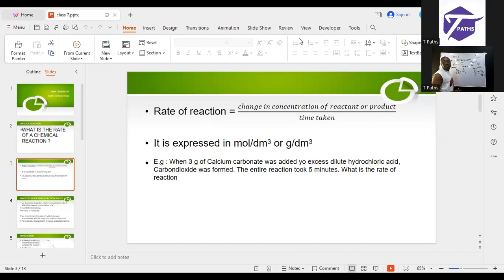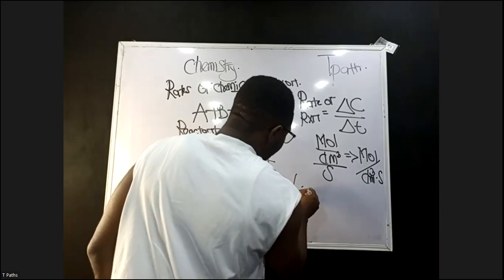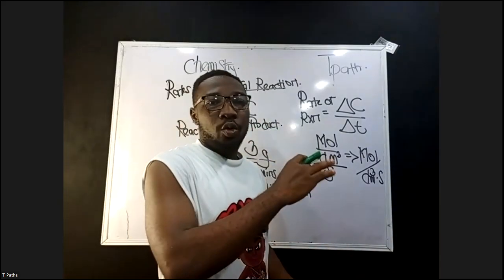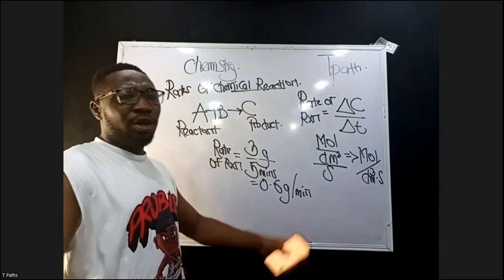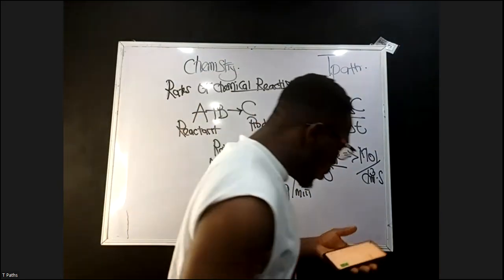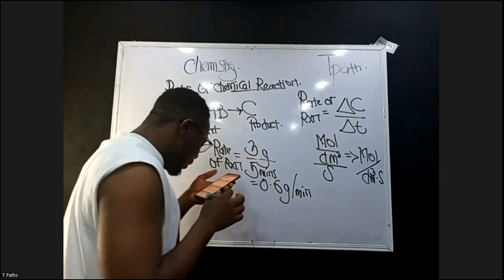Since the time is in 5 minutes, we have 3 grams of calcium carbonate over 5 minutes. If I use my calculator, 3 over 5 is 0.6, so 0.6 gram per minute. So you can see here, the change in the mass over the change in the time is expressed here too. The rate of reaction can be expressed in various ways, and that's why you need to understand the meaning of the rate of reaction.